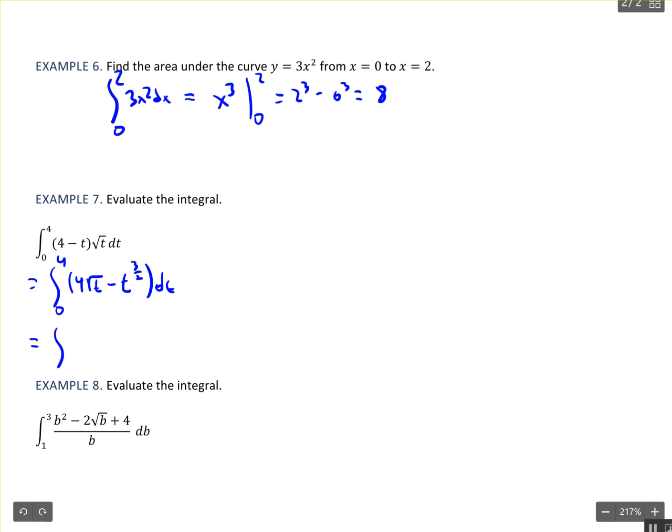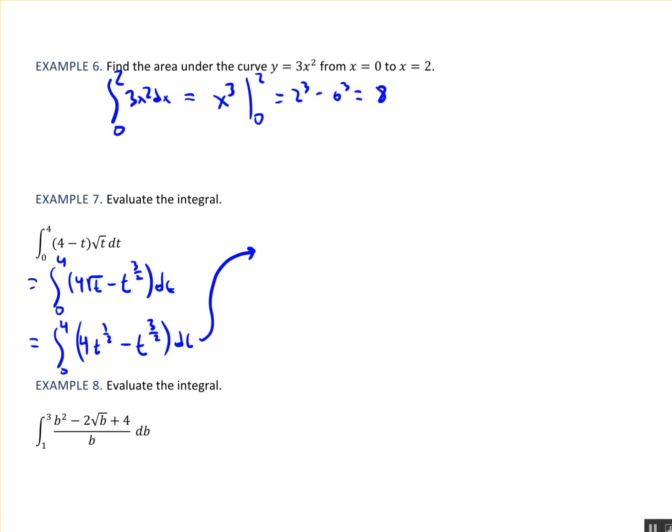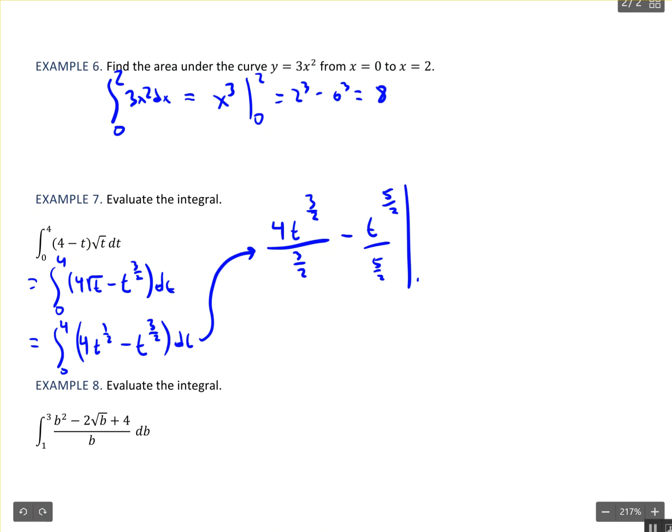One thing that's useful here is that the square root of t is the same as t to the 1/2. So 4t to the 1/2 minus t to the 3/2 dt. All right, so now I need to find the antiderivatives. I'm going to use the same rule that we did before. I'm going to add 1 to the power and divide by it. So it ends up being 4t to the 3/2 divided by 3/2 minus t to the 3/2 plus 1, which is 5/2, divided by 5/2, from 0 to 4.